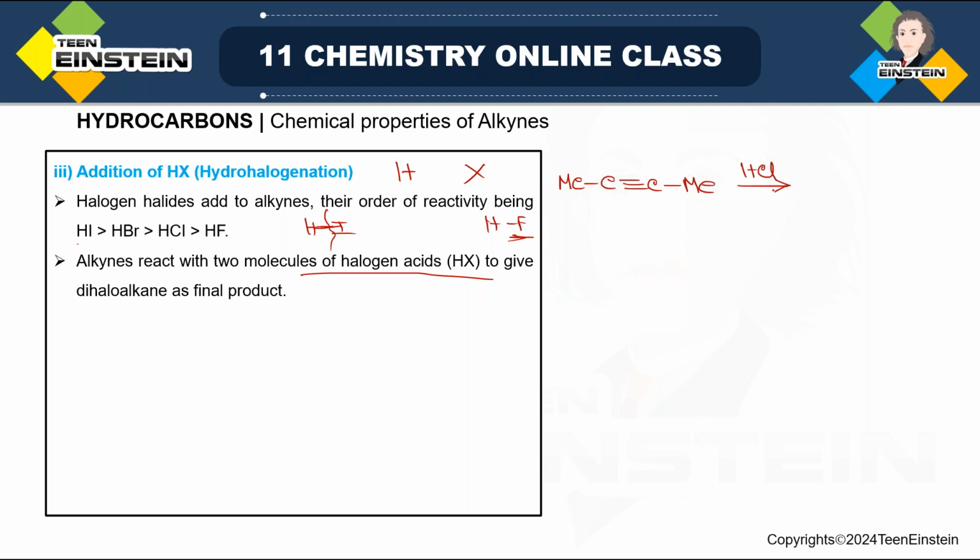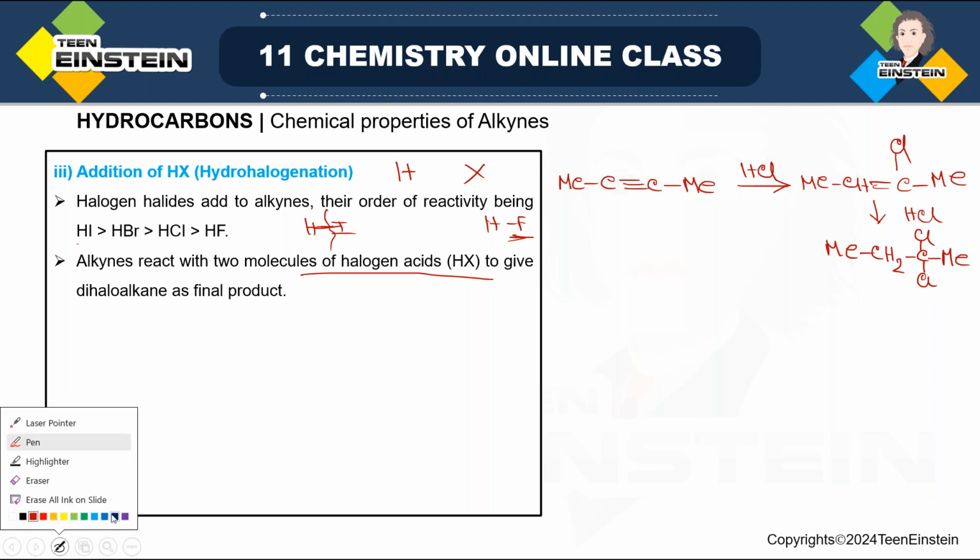Suppose you are adding HCl to this molecule. So what will happen first? First you will get Me CH double bond, with Cl. Now if you are adding another HCl, when you are adding the first HCl, just try to understand, it is symmetric on both sides.